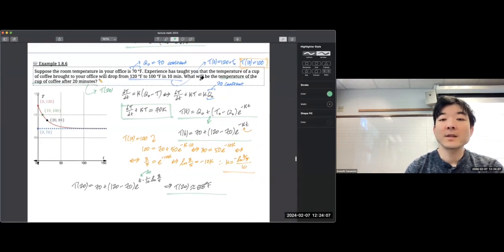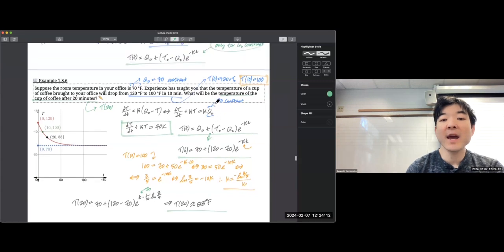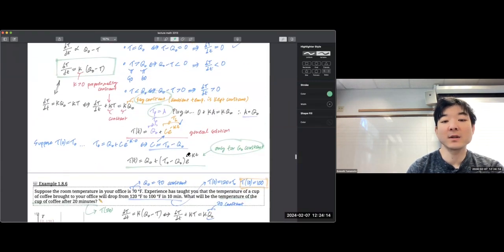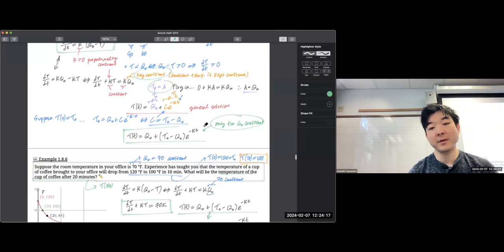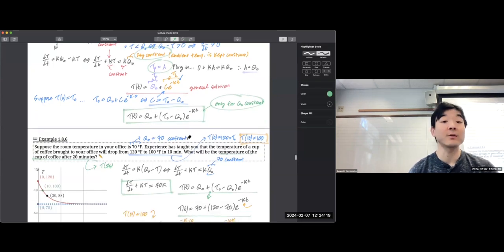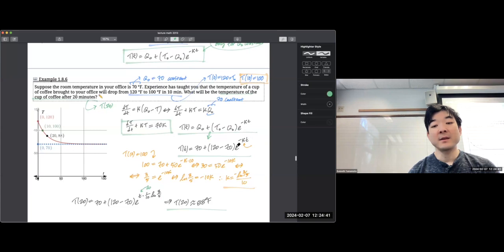So this was a case where the temperature of the room is kept constant. So you can use this result right here that we had gotten before, because this was solving it in general, where this Q naught is the temperature of your surrounding. And in our case, the Q naught was 70. So all the Q naughts became 70. And then you might have some initial condition. In our case, 120 was the initial temperature of the coffee. And so that's it. Those are the only things you can plug in. The K stays, and of course the T is there.